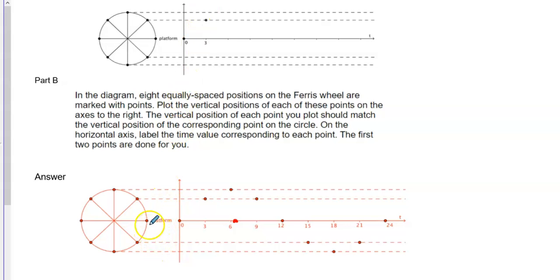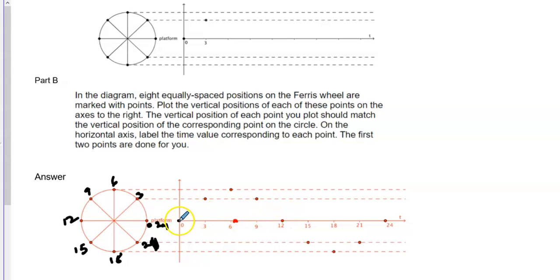Now, if you remember, we had our 0 here. This was 3. The topmost is 6. This is 9, 12. We have 12 plus 3 is 15. That is 18. That is 21. For one complete revolution, we come back to 24. And so it is going to follow the same pattern.